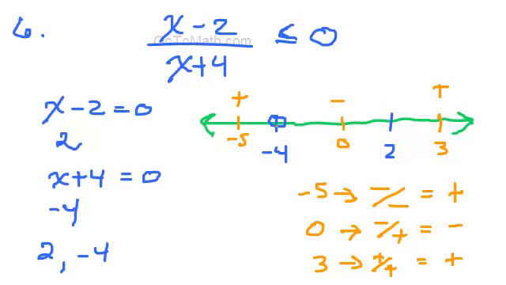So let's take a look at this. Between negative 4 and 2, this is where all the numbers for our solution are. We can't use negative 4, but we can include 2, because that will give us 0 here, and 0 over a number other than 0 is actually equal to 0. So we'll go ahead and write that: between negative 4 and 2, and of course we include 2 here.